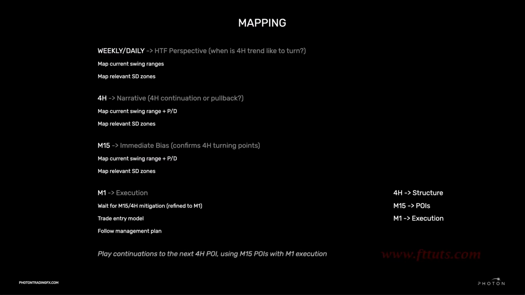So essentially what you are doing is focusing on the 4-hour trend and trying to play all of the continuations all the way towards that next 4-hour zone, and you can use the M15 POIs to do this, with M1 execution. So for instance, let's say that the 4-hour chart was bullish and it's trending to the upside. So long plays are going to be the high probability positions, right? Because they are pro the 4-hour trend.